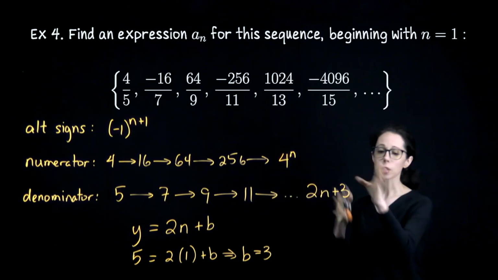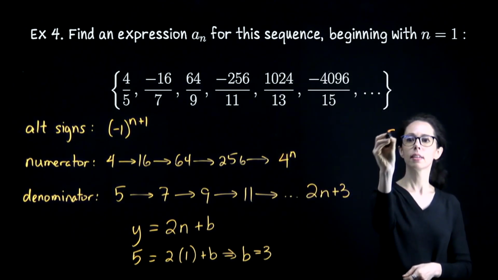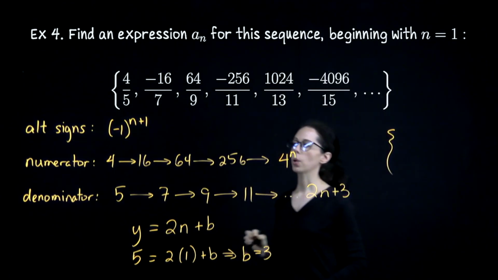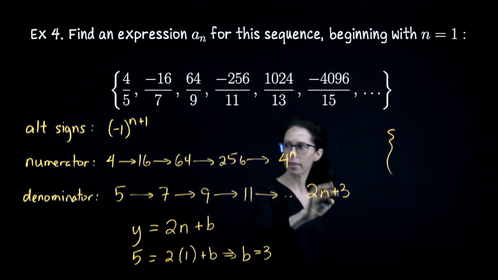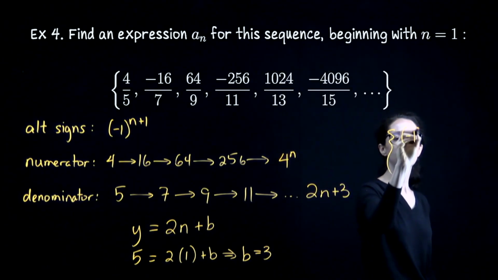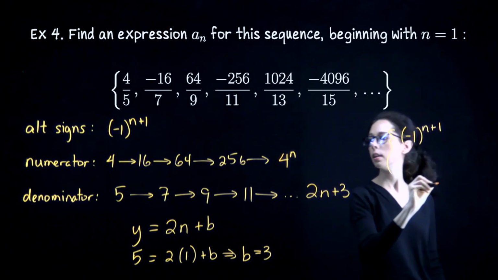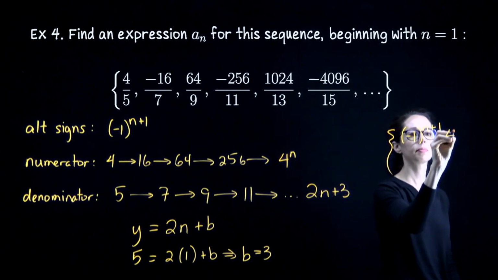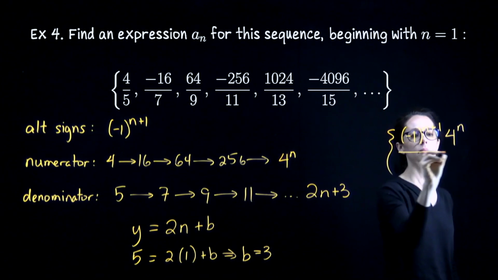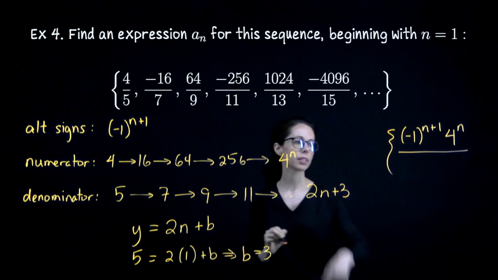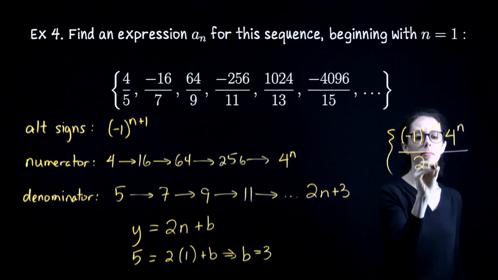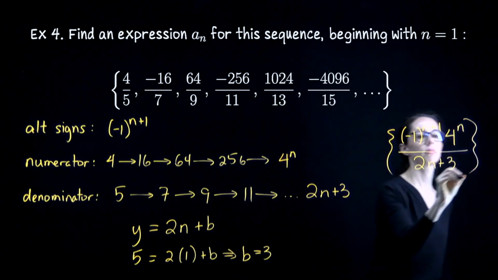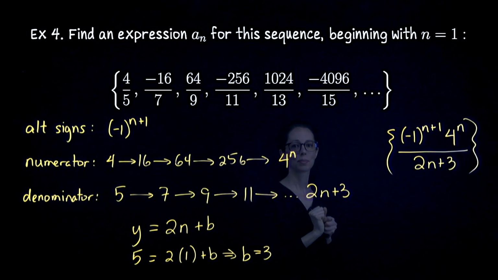Now we just put it all together to get that this sequence is going to be this times this divided by that. So (-1)^(n+1) times 4^n, divided by 2n plus 3. Okay, so that is this sequence.